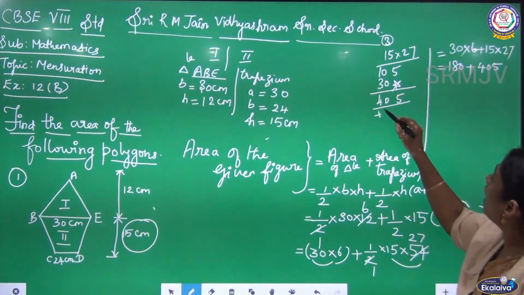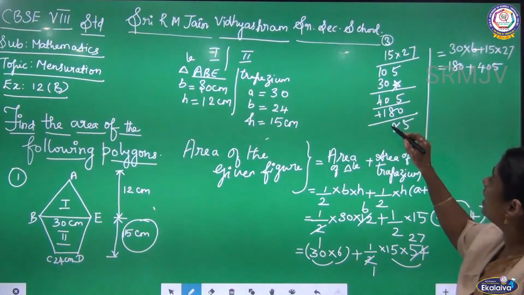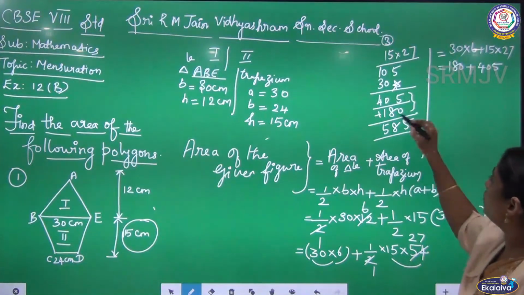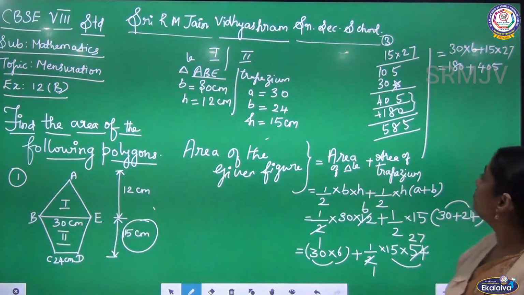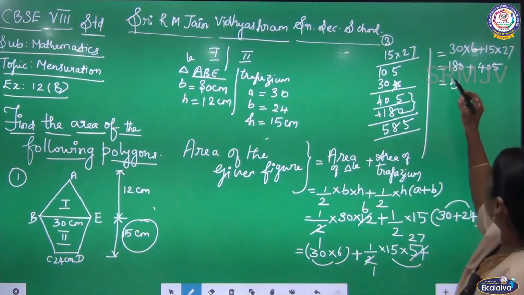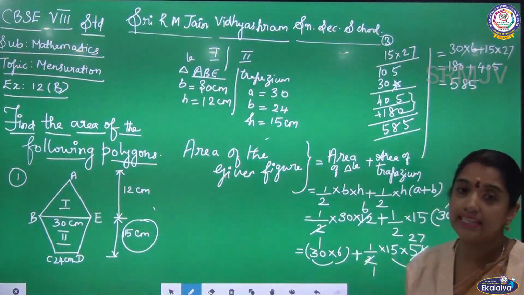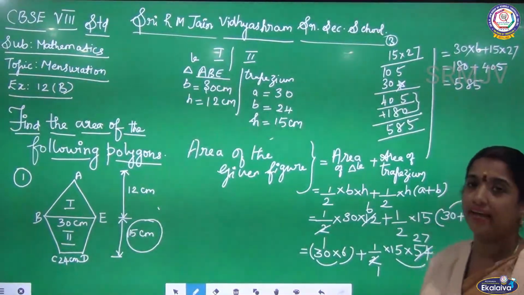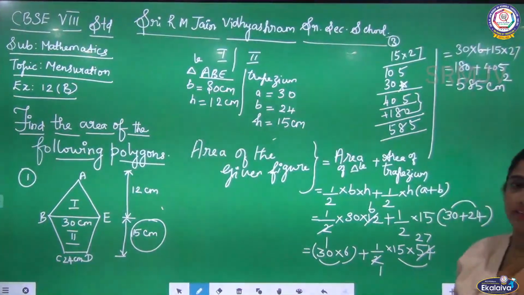Got it? So 405. Now I am going to add 180 to this. So what is that? 5, 8, 5. When I add these two, what is the answer? 585. What is the unit given there? Centimeter. Area means the unit should be in square. So centimeter square. Got it?